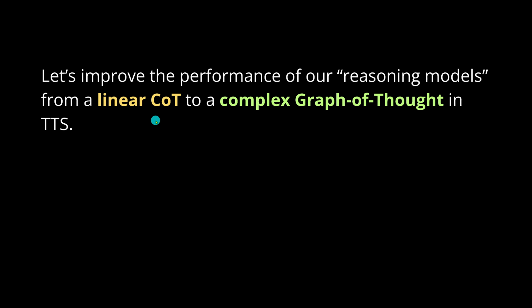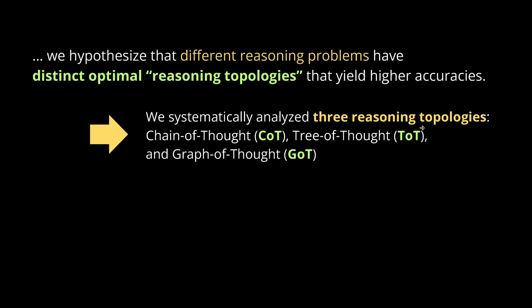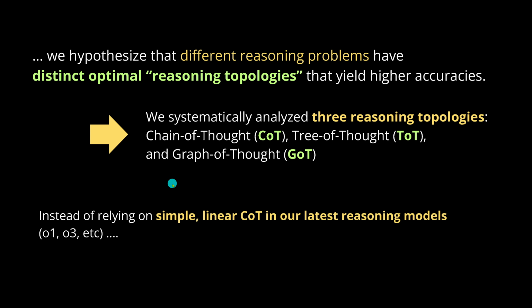And we go from a linear chain of thought to a much more complex graph of thought structure in our test time compute scaling, for our O1, O3, R1, S1, L1 reasoning models. So let's say that different reasoning problems, like I've shown you in my testing, have distinct optimal reasoning topologies. And those topologies yield higher accuracy if you apply the right topology for the right task. So the easiest way is: we have the chain of thought, the tree of thought, and the graph of thought that we discovered in the answer structure of the reasoning process of QWQ32B.